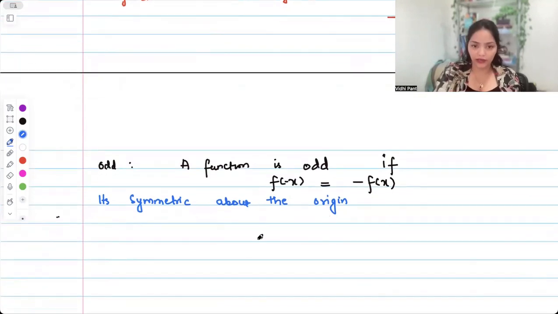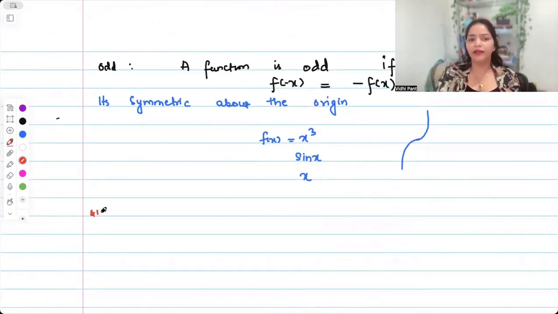So essentially, situations like where f(x) is x³. So the graph is like this and then goes like this. Sin x. So these are the kind of graphs which are odd.